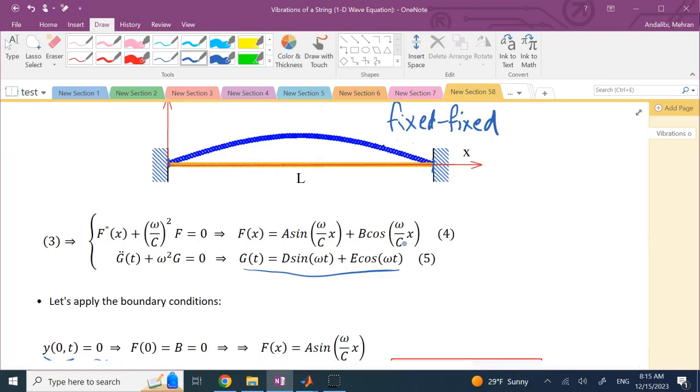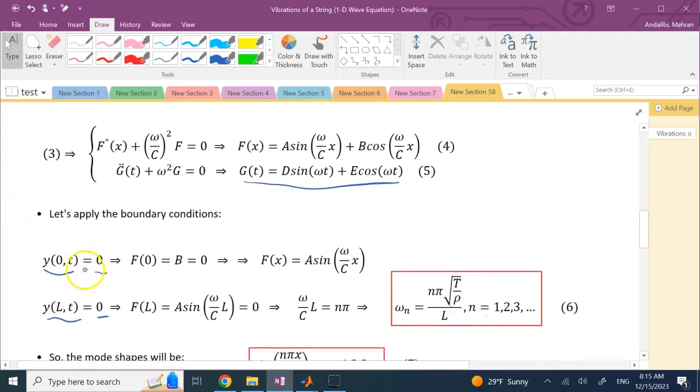Now, can we satisfy everything? Yes, I'll show you. The first is boundary conditions. Y at location 0, the left end, at any time point is 0. Y at the right end, L, at any time is 0. Well, since it's at any time, the f function at 0 has to be 0. That means b is 0, right? Because when you plug in x of 0 here, this term will go away and this term will become b. So b has to be 0. So your f is simply a sine omega over c x.